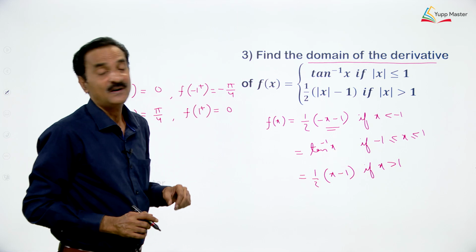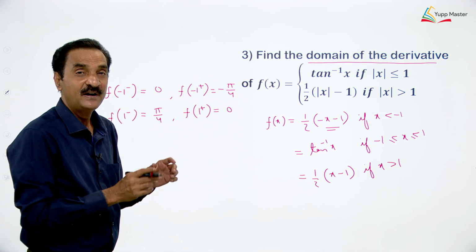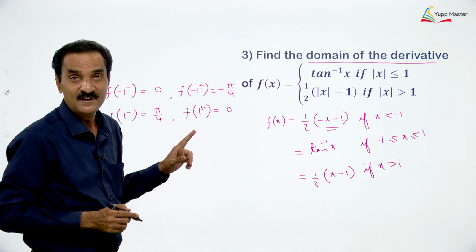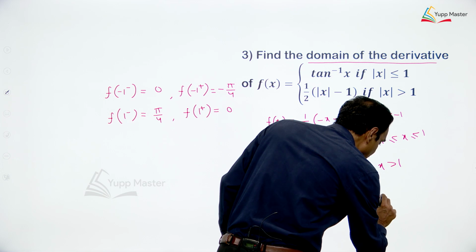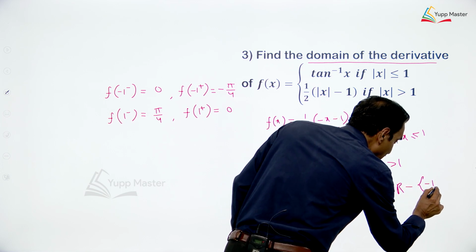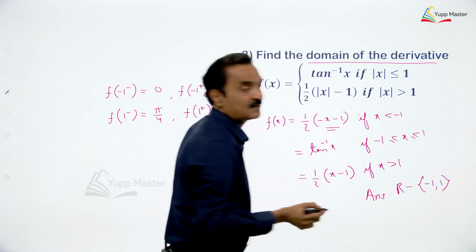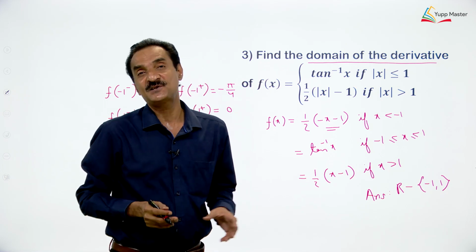So, what is the interval in which it is differentiable? It is differentiable everywhere except -1 and +1. So, answer is R minus of -1 and +1.